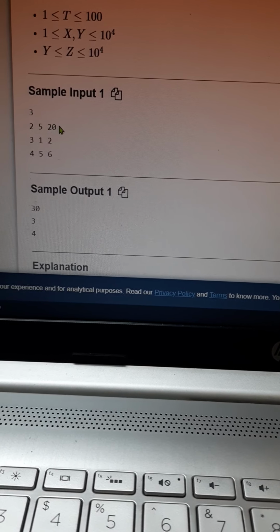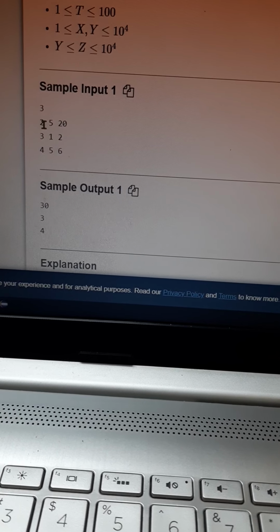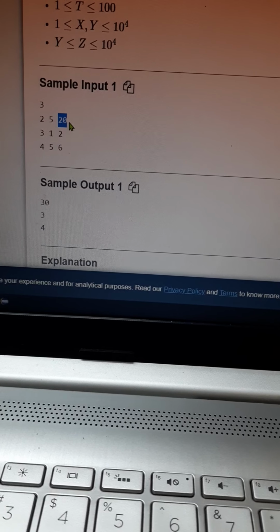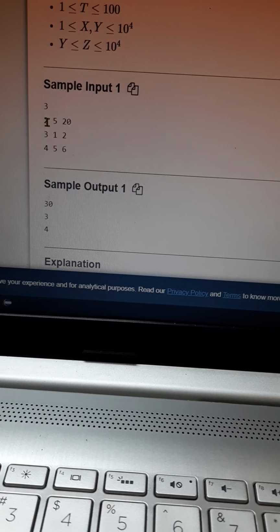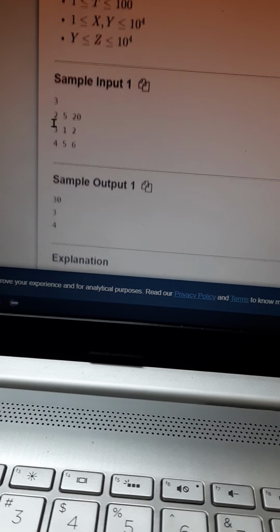So first we need to multiply 20 into 2 minus 5 into x. That is, after increasing the price, this is the stock value. We are multiplying with each stock, selling price minus buying price. It's a very simple question.